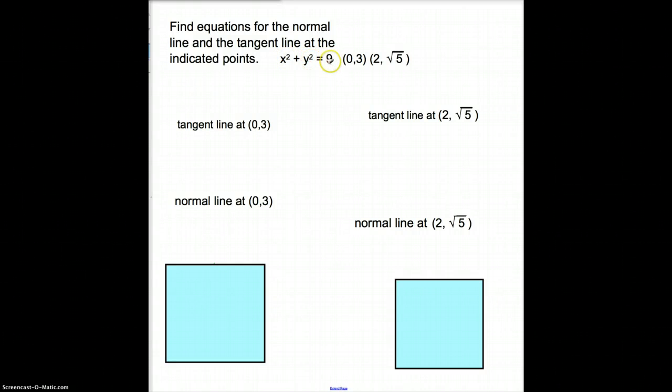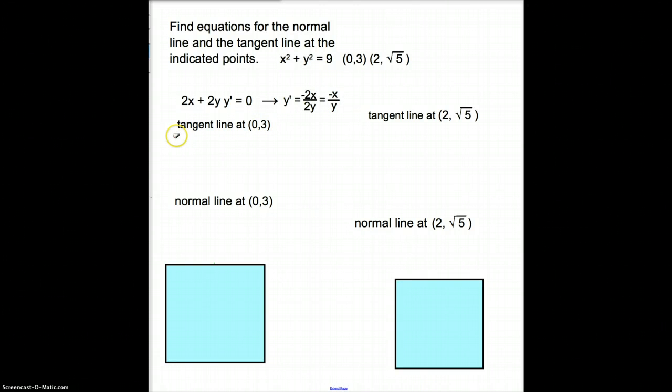And remember, 9 is the radius squared. So the radius of this circle would be 3. All right. So first of all, we need to find the derivative of x squared plus y squared equals 9, because we need to find slopes of tangent lines, right? So take your derivative. Derivative of x squared is 2x. Derivative of y squared is 2y, y prime. And that equals 0. Remember, the derivative of 9 is 0. We're doing implicit differentiation here. Then you solve that for y prime, and you get negative 2x over y, and then you simplify that, you get negative x over y.